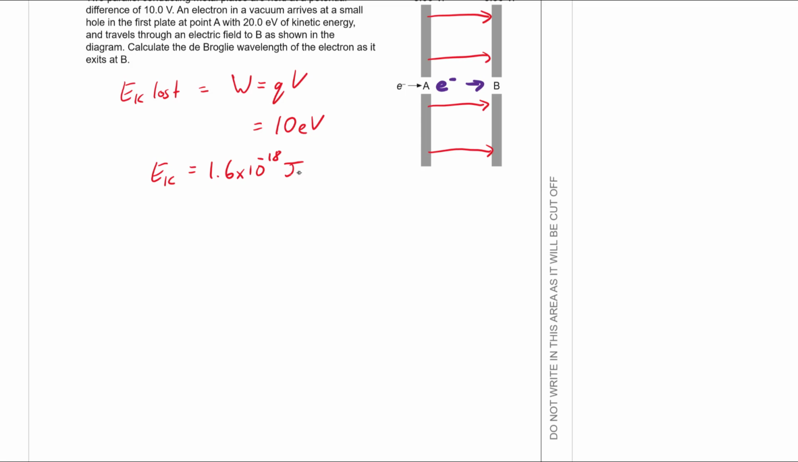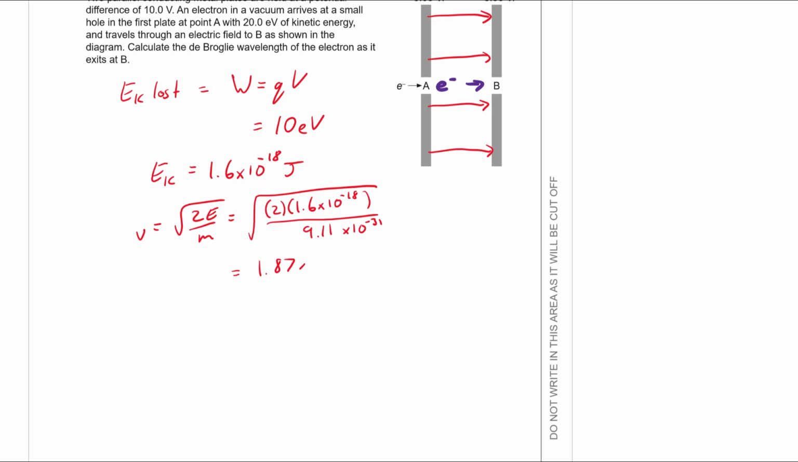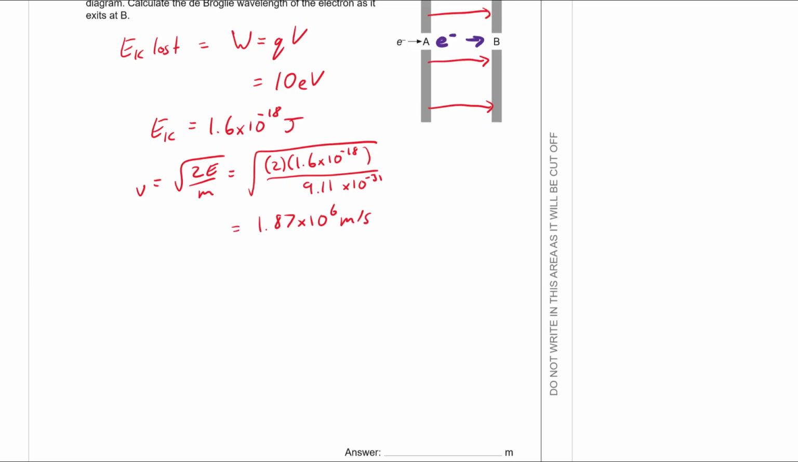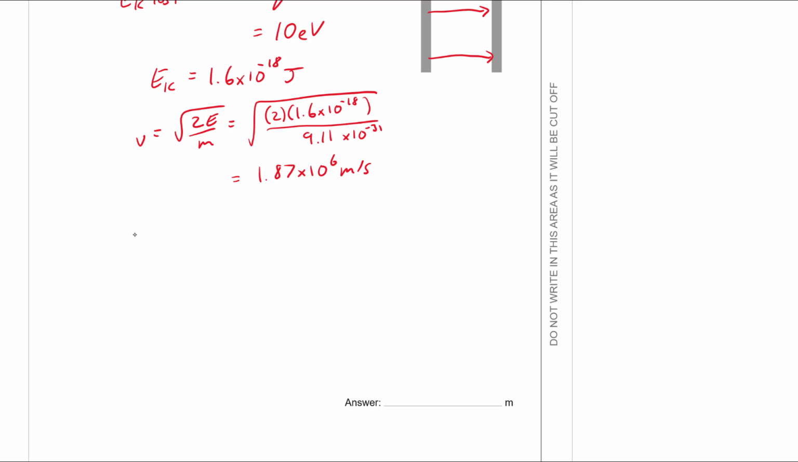And now we've got it in joules, we can then say, okay, well, if you remember this equation from the previous question, 2E on M, and you sub those values in, and you end up with 1.87 times 10 to the 6 meters per second. Okay, so we're nearly there. Now you need to work out the de Broglie wavelength.